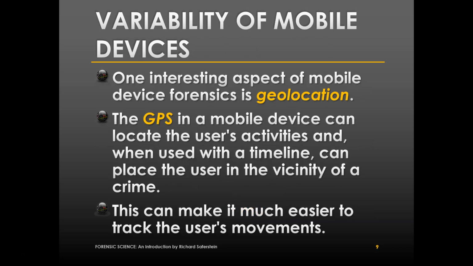One interesting aspect of mobile devices in forensics is geolocation. The GPS in a mobile device can locate the user's activities and when used with a timeline, can place the user in the vicinity of a crime. There have been plenty of instances where people have denied being anywhere near the crime. They've gotten access to their mobile phone's GPS data and have been able to show that they were in fact where that crime was taking place. This makes it super easy to track the user's movements. And most of you probably have your GPS location software turned on all the time.